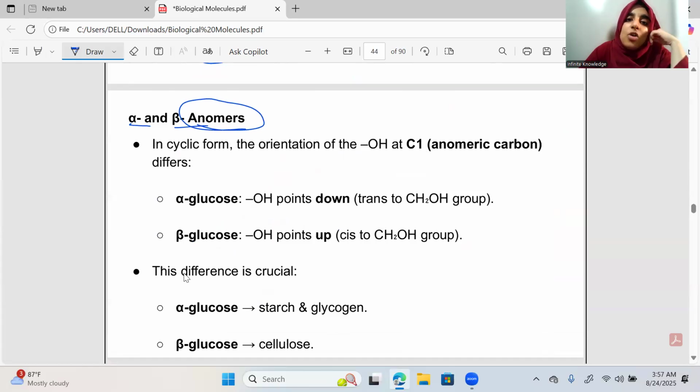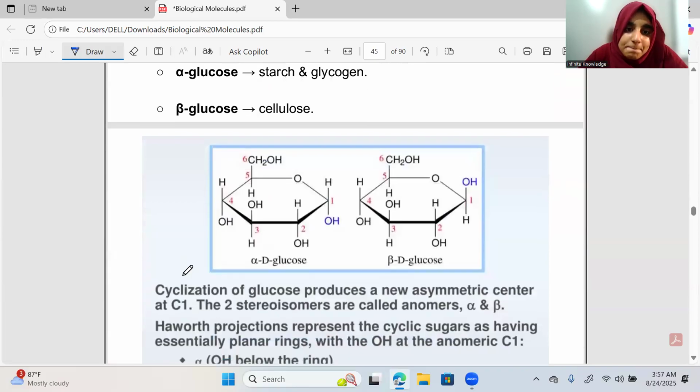The orientation of the hydroxyl at C1, which is the anomeric carbon, differs. In alpha glucose, it points down, trans to the CH2OH group, and in beta glucose, it points up, which is cis to the CH2OH group. Over here, this is trans to the CH2OH group, and over here, this is cis to this group. The basic difference is that in alpha, the OH group is downwards, and in beta, the OH group is upwards.